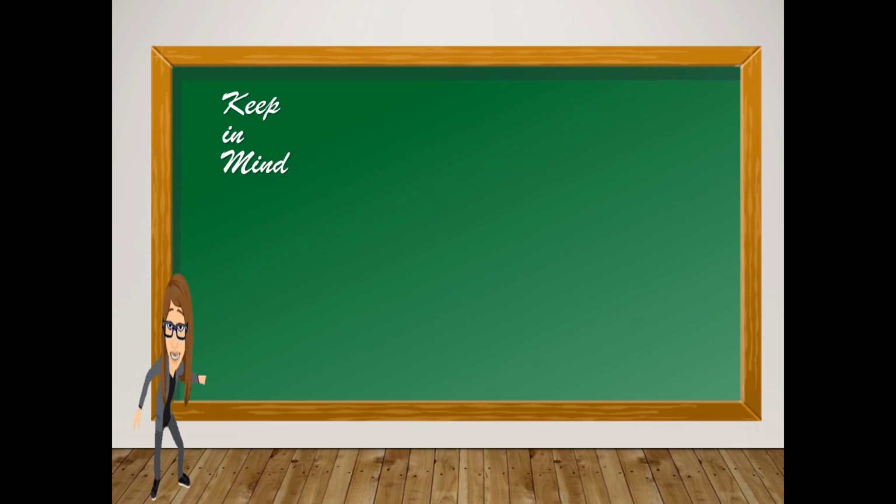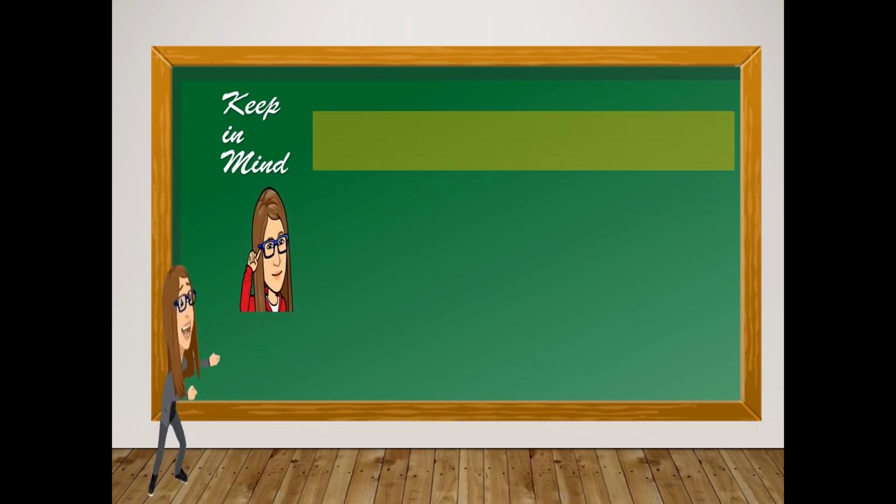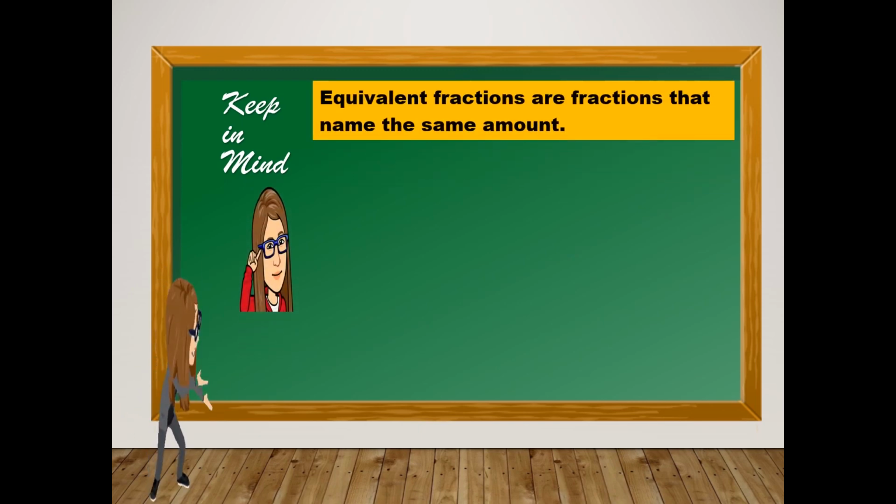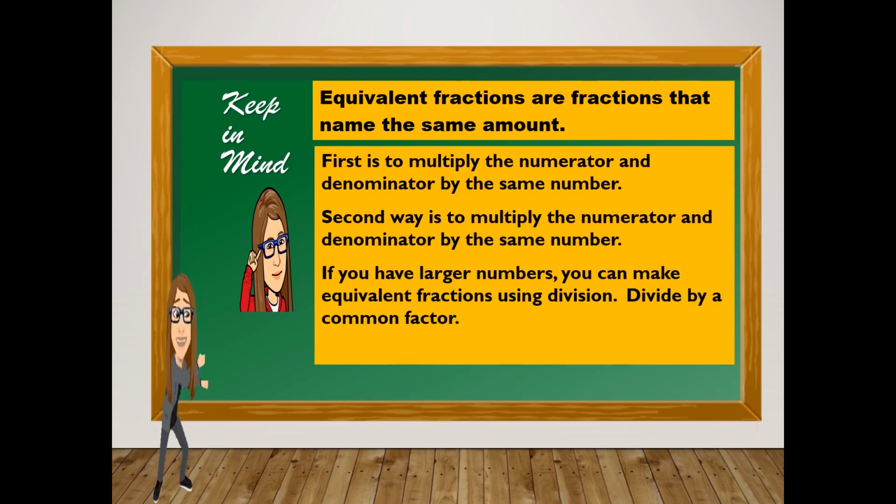Okay, class, I want you to keep in mind, equivalent fractions are fractions that name the same amount. And the two ways to create an equivalent fraction: first is to multiply the numerator and denominator by the same number. Second way is to divide the numerator and denominator by the same number. If you have larger numbers, you can make equivalent fractions using division. Divide by a common factor.